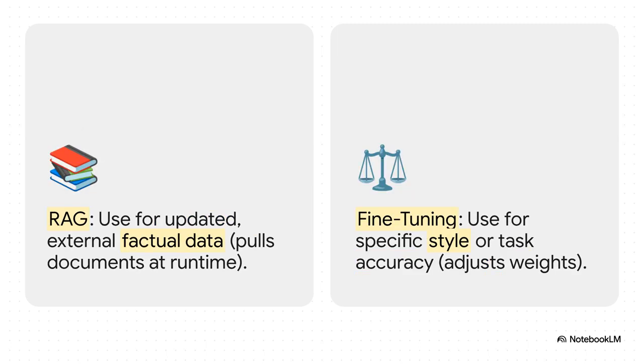Now, for that highly tested Domain 3, you've got to understand model customization. Here is the golden rule right out of our study notes. If you need a model to incorporate updated external factual data to stop it from hallucinating, you use RAG. That's Retrieval Augmented Generation. It pulls in private documents right at runtime. But if you need to stabilize the model's behavior, or maybe teach it a really specific domain style like legal jargon, or just improve task accuracy, then you use fine-tuning. Fine-tuning actually adjusts the underlying model weights using labeled data. So just remember, facts equals RAG, style equals fine-tuning.